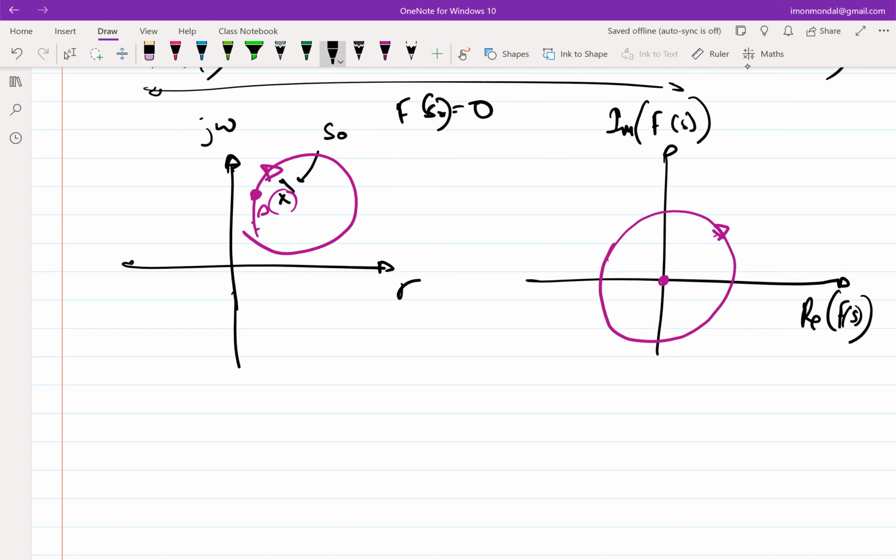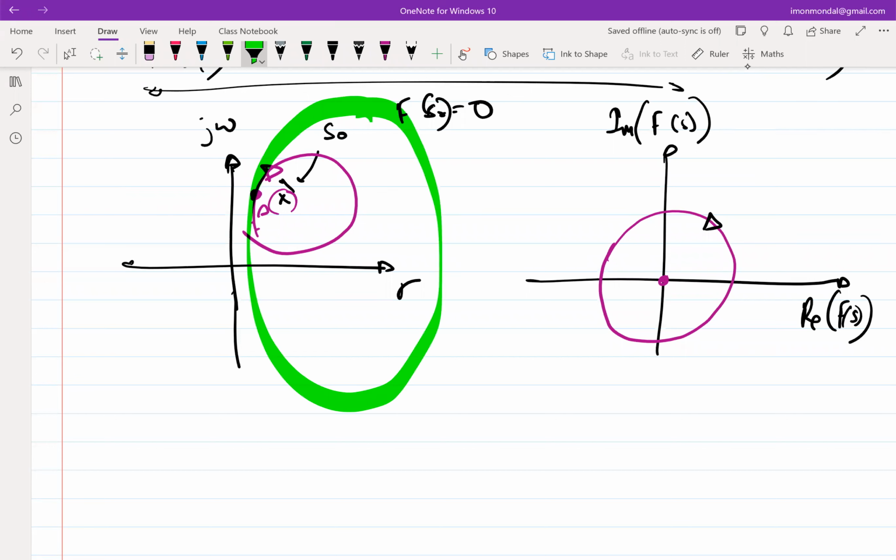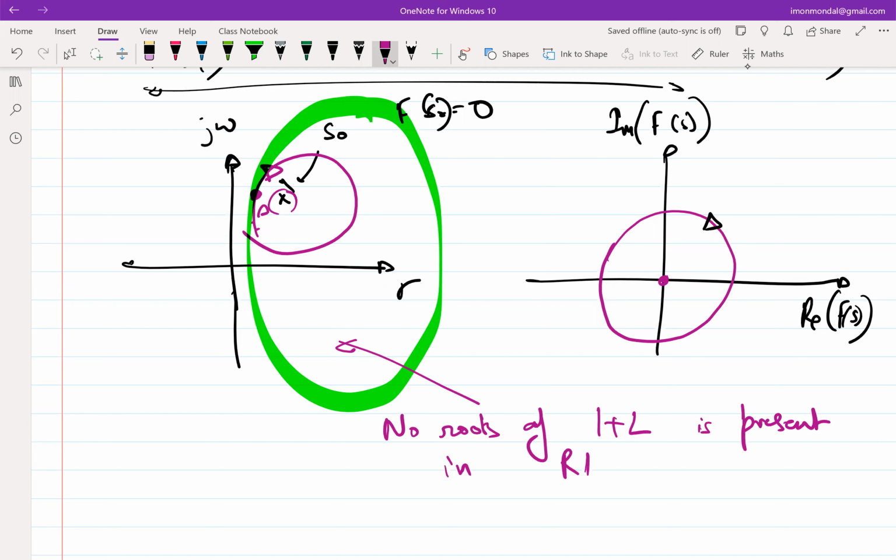Now, if we take this assumption at face value, what are we looking for? We are interested in seeing whether there is any root of the closed loop transfer function on the right hand side. So we'll have to ensure that no roots of 1 plus L are present in the RHP.